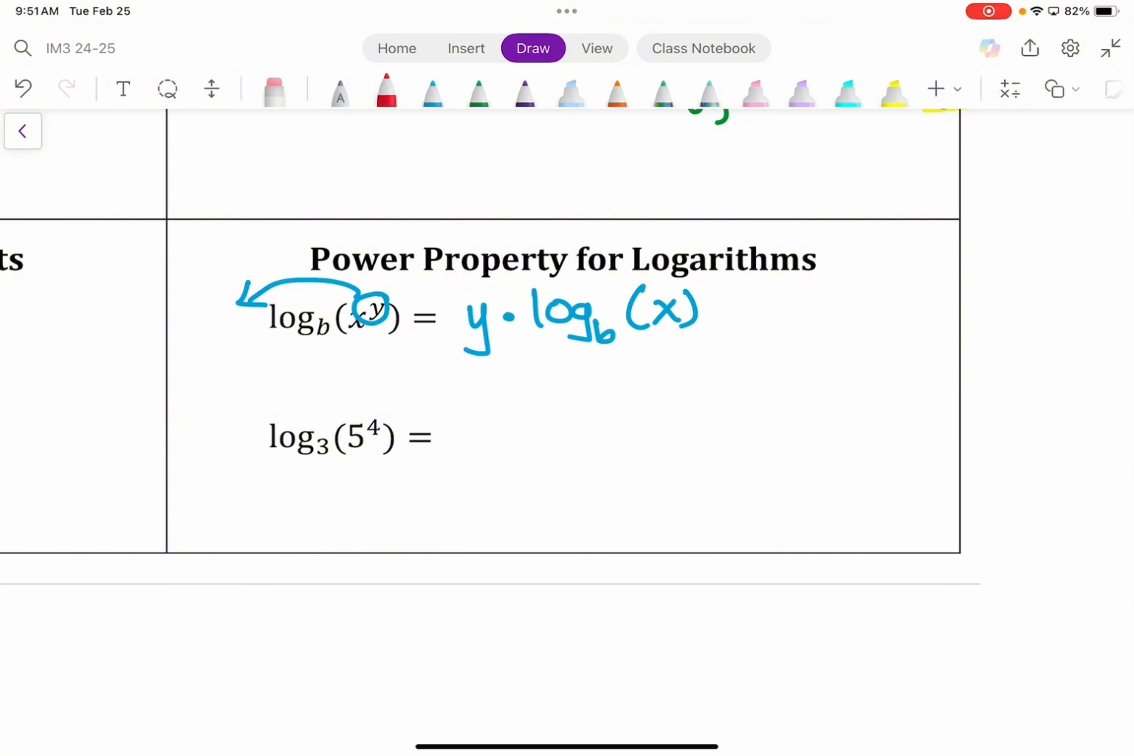All right. So with some actual numbers, log base 3 of 5 to the 4th becomes, well, if we bring the 4 to the front, 4 times log base 3 of 5, like that. Okay. And so this is a property that goes both ways. If you have a coefficient, meaning a number in front of the logarithm, then you kind of have to throw that back into the mix. All right. So either you're taking it out of the input or you're putting it back into the input. And I'll show you some examples with some actual numbers in just a second.